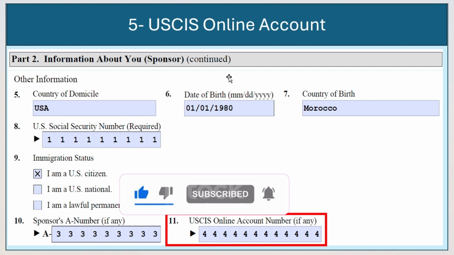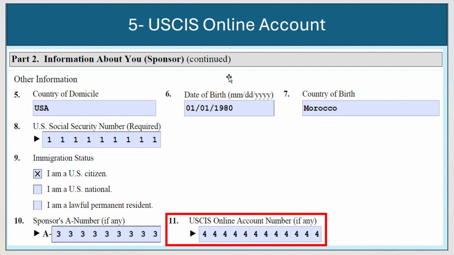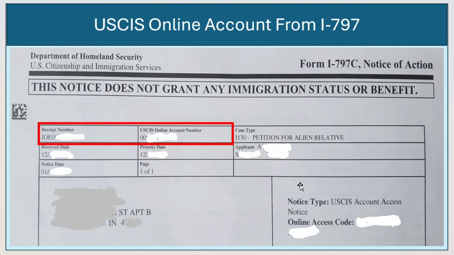Number 5, USCIS online account, is item number 11 in your Form I-864 under Part 2, Information About You. I will show you how you get that one. This is your USCIS online account number, and a receipt number always starts with IOE.